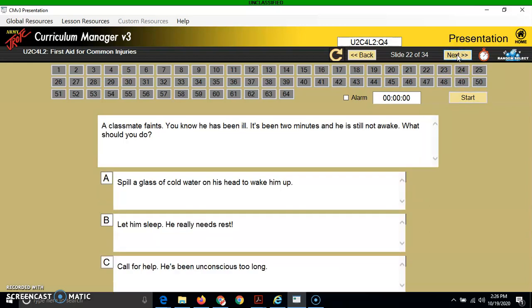A classmate faints. You know he has been ill. It's been 2 minutes and he's still not awake. What should you do? Splash a glass of cold water on him to wake him up? Let him sleep, he really needs the rest? Call for help, he's been unconscious too long? We just talked about this. It should be, if you're listening, C, call for help. He's been unconscious too long.